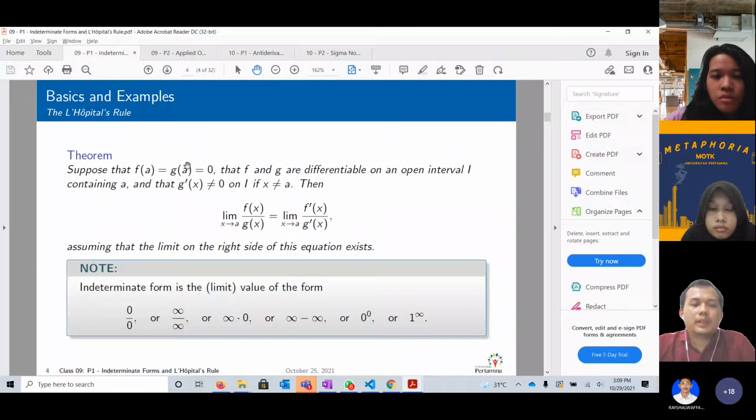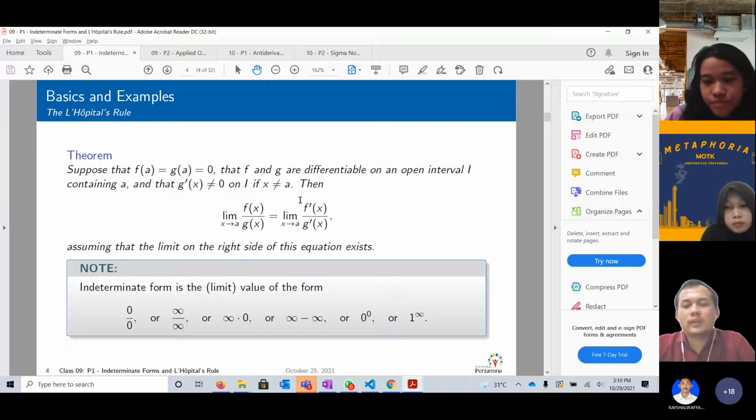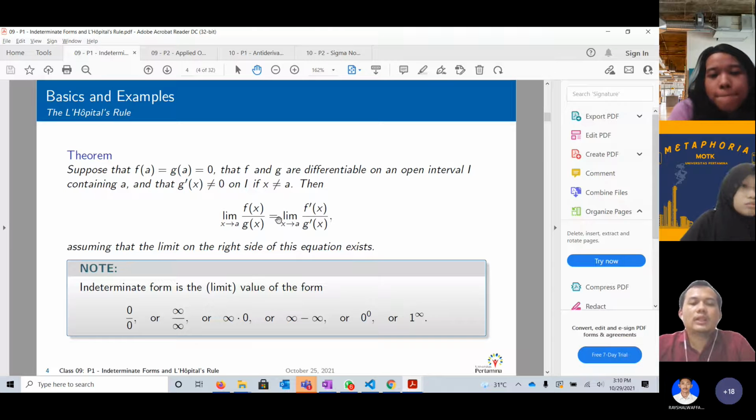So L'Hopital's rule says that if we substitute directly and the value is 0 over 0 or infinity over infinity, then we can use L'Hopital's rule by finding the derivative of the numerator divided by the derivative of the denominator. Here we don't use the quotient rule, we just differentiate both numerator and denominator by themselves. I assume that you have learned about this rule in your high school, right?